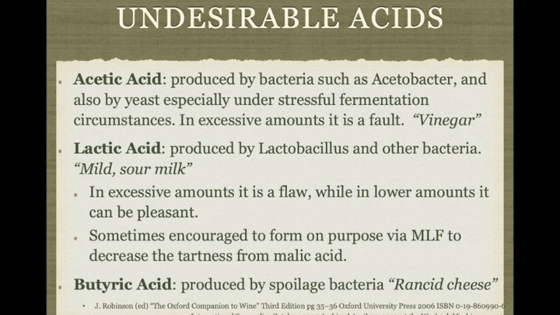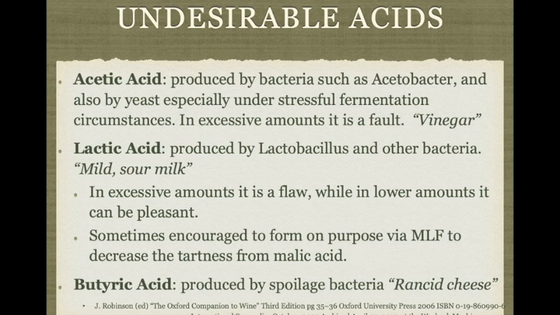There is lactic acid, which is produced by lactobacillus and other bacteria. It's like yogurt or sour milk. It's not quite as tart as some other types of acid, which is why it's encouraged to form on purpose via malolactic fermentation to decrease the tartness from malic acid. We typically don't do that in a traditional mead, but for somebody making a pyment that's more of a wine style, that might be something that could be considered.